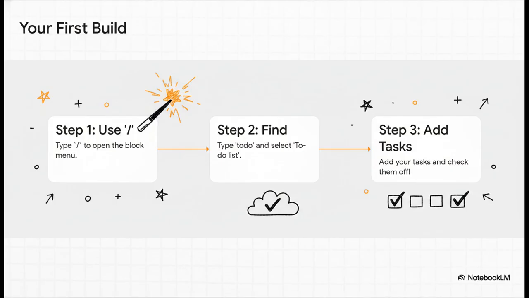It's so easy. To make a simple to-do list, you just hit that slash key, start typing to-do, and hit enter. Boom! Now you can add your tasks and get that super satisfying feeling of checking them off. And just like that, you've made your first simple but really powerful build.